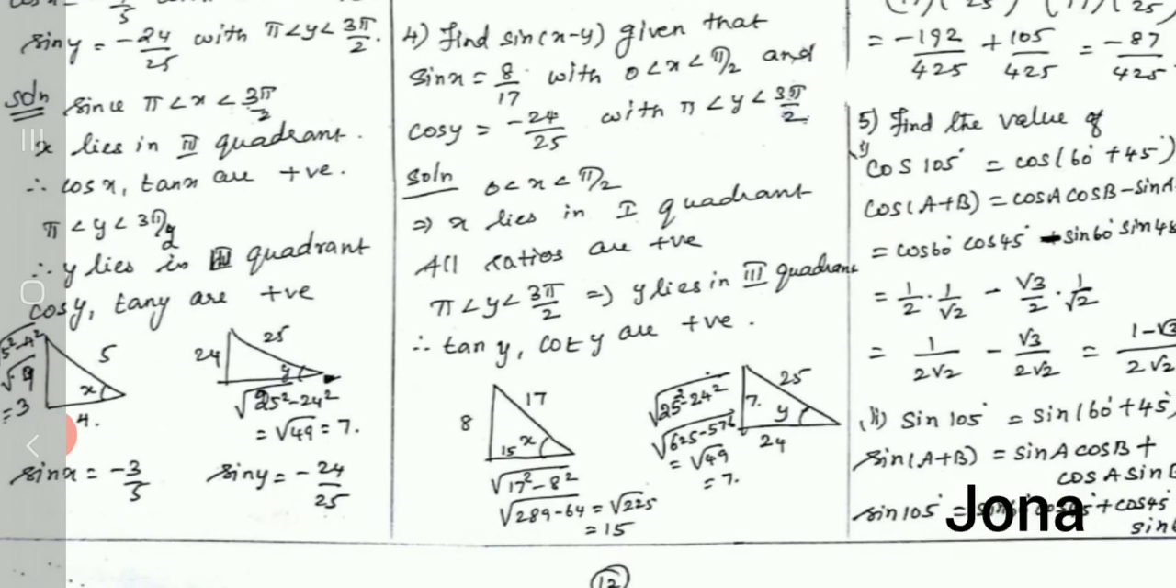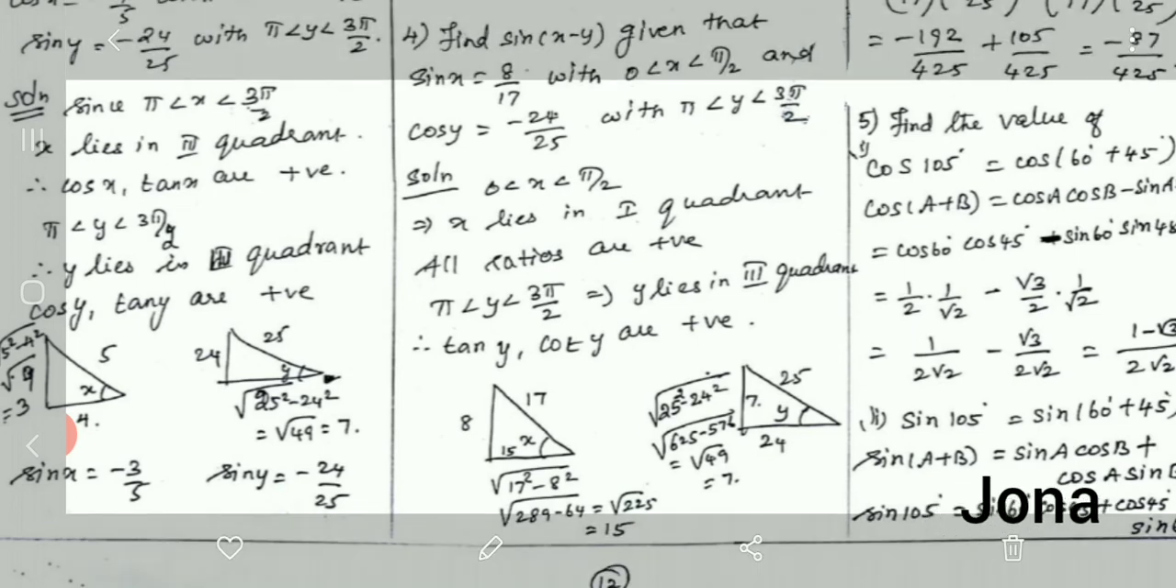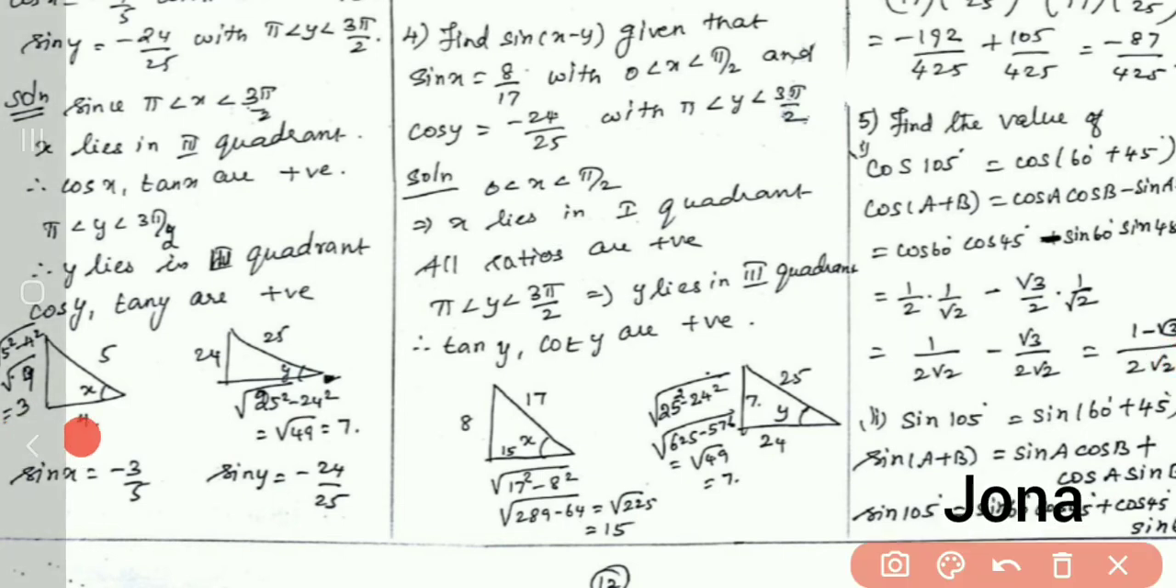Fourth sum, find sin of x minus y given that sin x equal to 8 by 17 with 0 less than x less than pi by 2 and cos y is minus 24 by 25 with y lies between pi and 3 pi by 2.